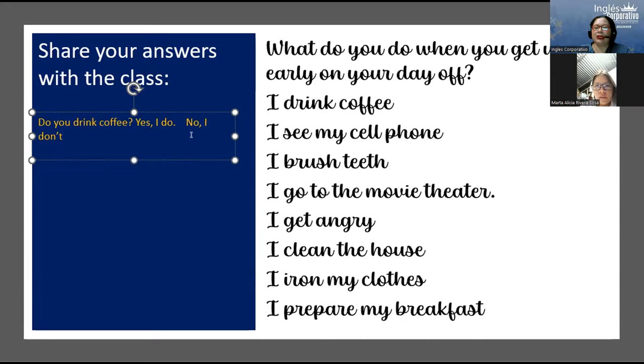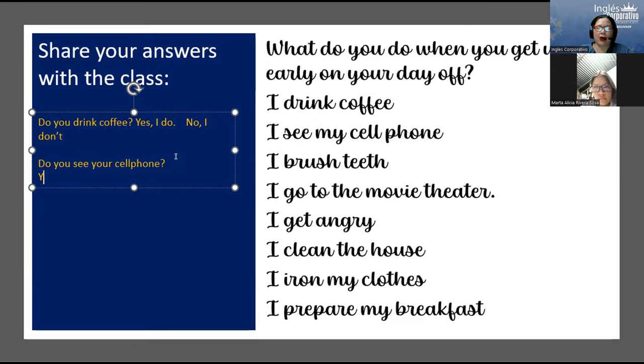Ok, a ver, convirtamos esta en pregunta. Esta, I see my cell phone. En pregunta. Do you see my cell phone? En este caso, como es que le estoy preguntando a usted, tiene que ser your. Tuyo, ¿verdad? Your cell phone. Do you see your cell phone?